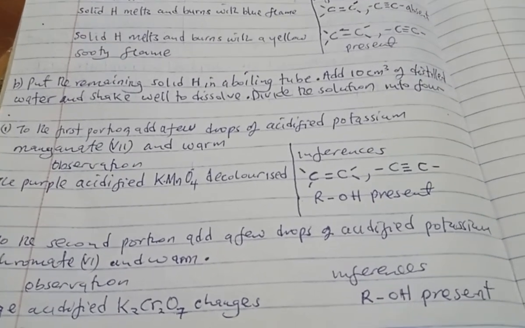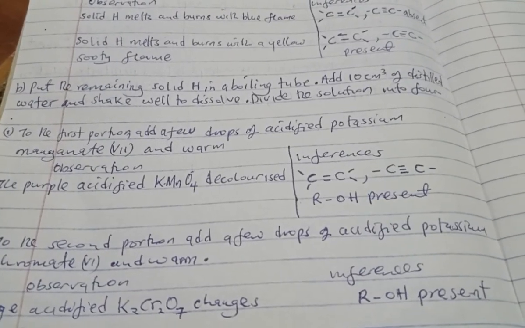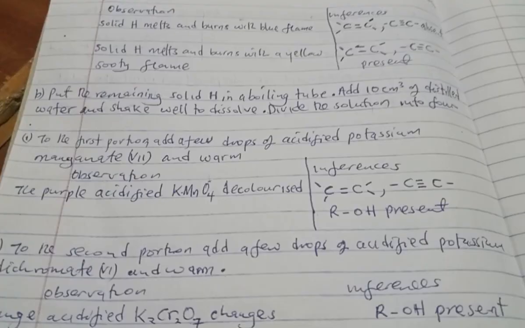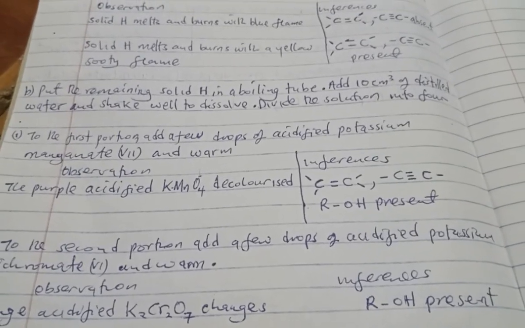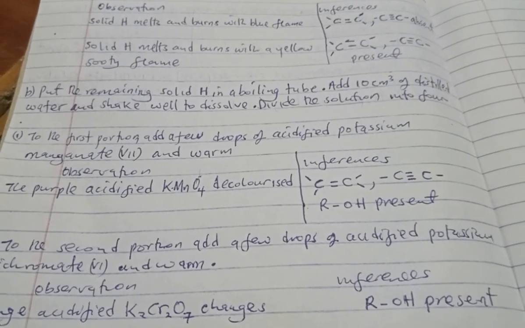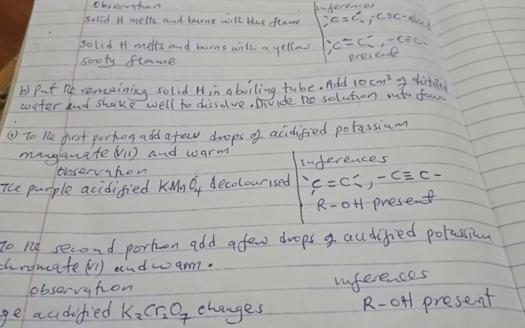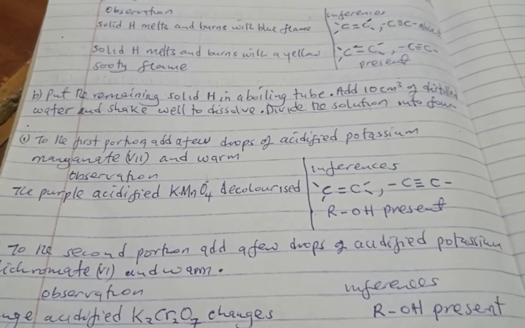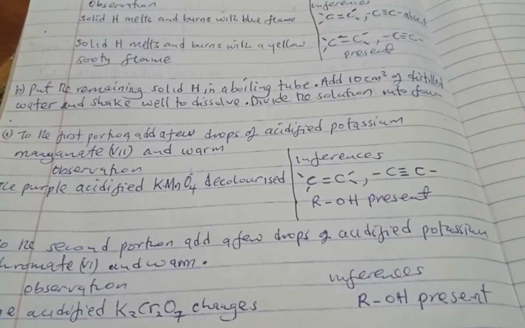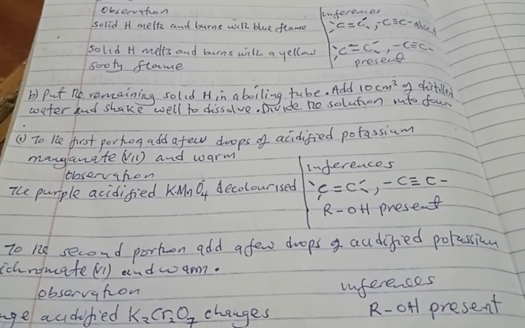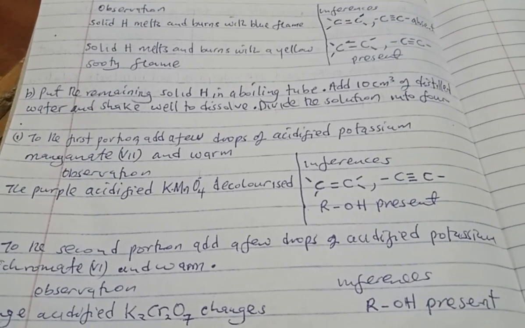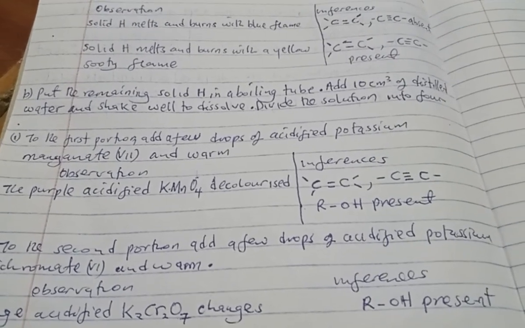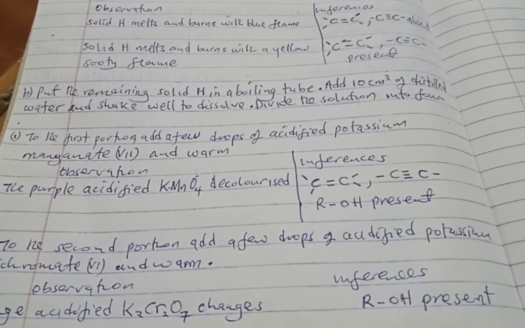Then maybe part B of that. Put the remaining solid H in a boiling tube and add water. Shake. So we are checking if it is soluble or not soluble. So for the observation, if there is a table for observation there, then the observation will be: solid H dissolves in water to form a colorless solution.